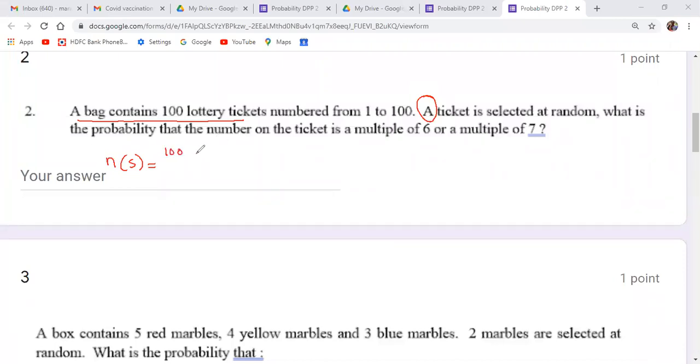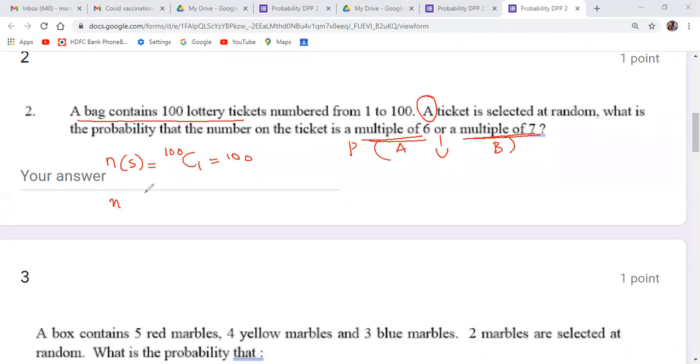Very good. After that, you will go directly to what is the probability that the number on the ticket is a multiple of 6. This is A, or union, and a multiple of 7 is B. So your required probability is P of A union B.